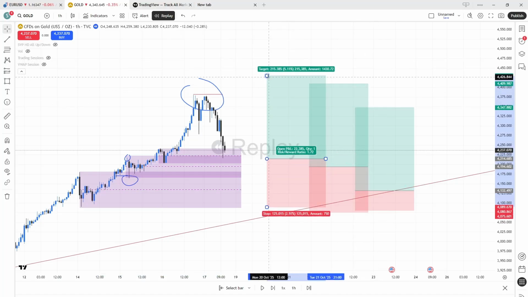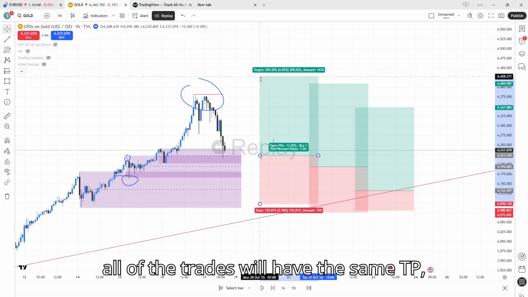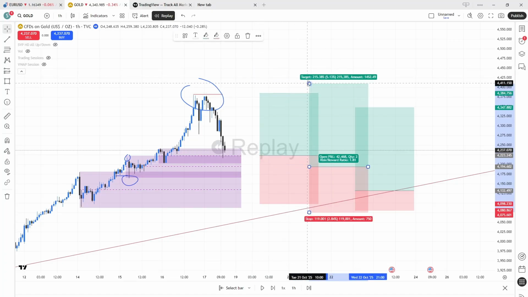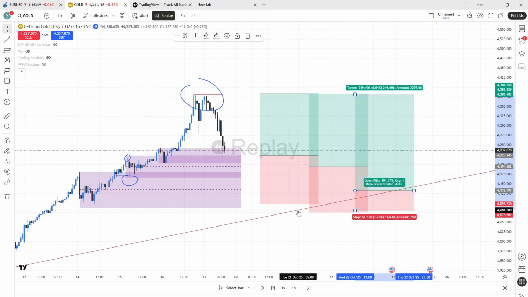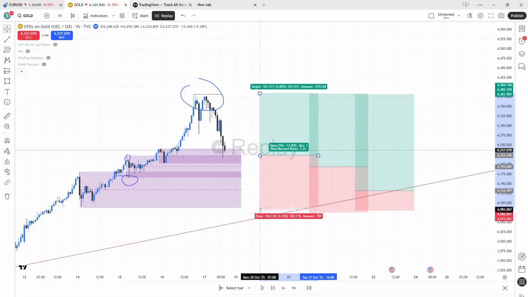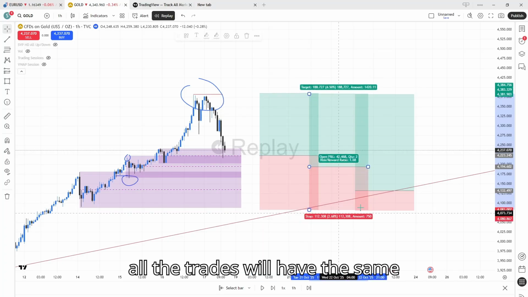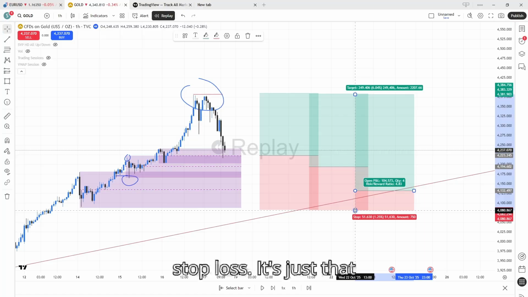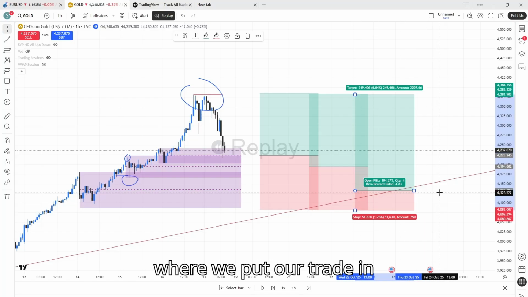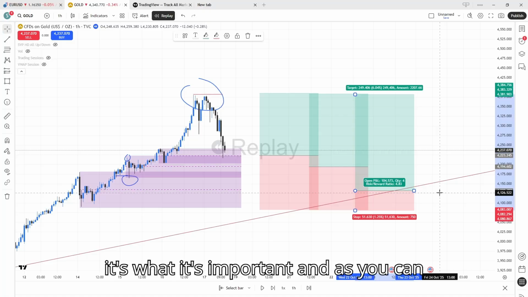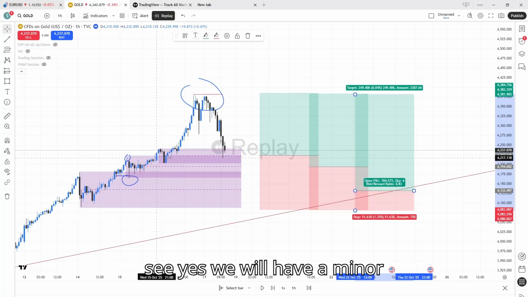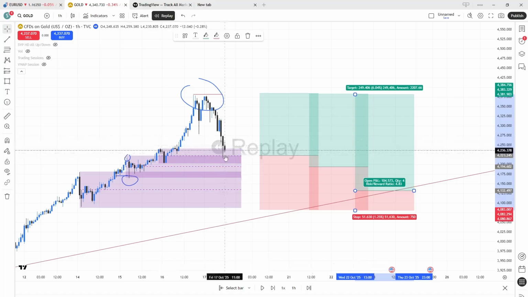Okay? So all of the trades will have the same TP, right? But all the trades will have the same stop loss. It's just that where we put our trade in compared to the structure range, that's what's important. And as you can see, yes, we will have a minor, right?